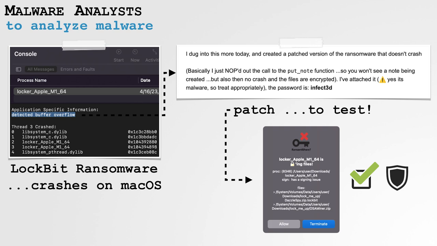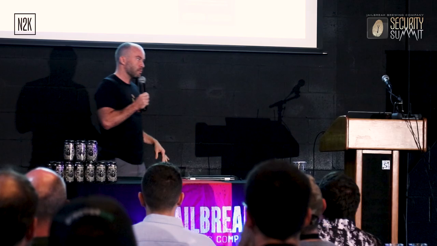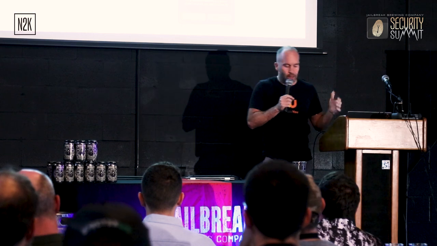So what I had to do was look at the crash report, and we'll talk about how to do this next, to figure out why the malware was crashing. Then, with the information that I extracted from the crash report, I was able to patch the malware, for testing purposes only, so that it would now run to completion, and then I could test the security tools. Without the crash report, that would have been a lot more difficult to do.